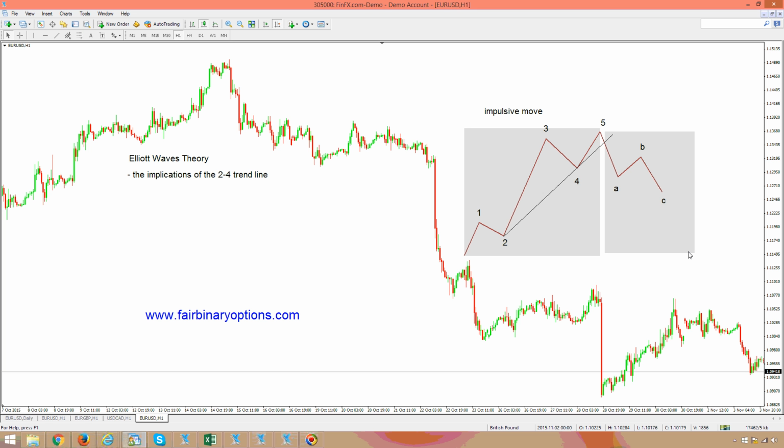And then moving forward, this 2 to 4 trend line has some implications. For example, no part of this whole move to the upside should pierce it. So you look at it not to be pierced. To be as clean as possible, this one needs to be clean.